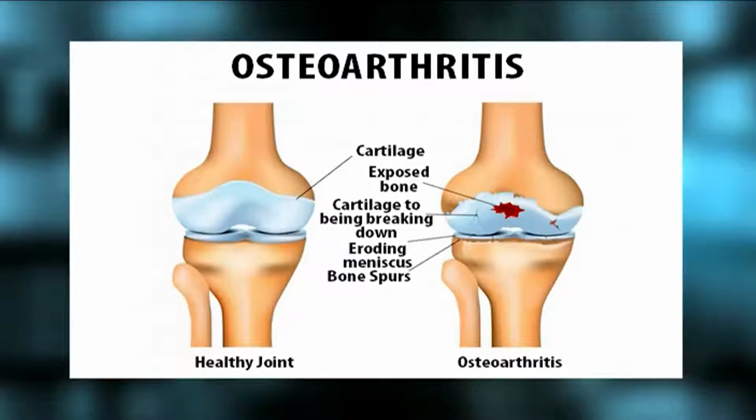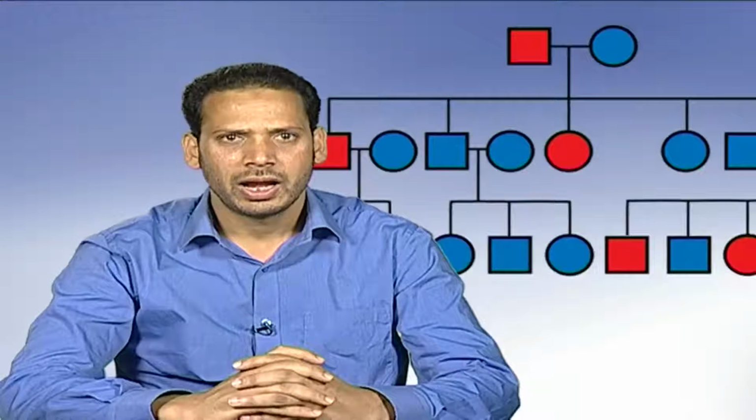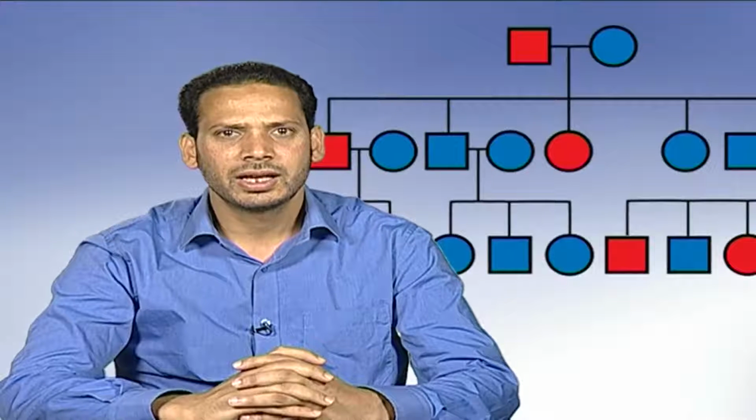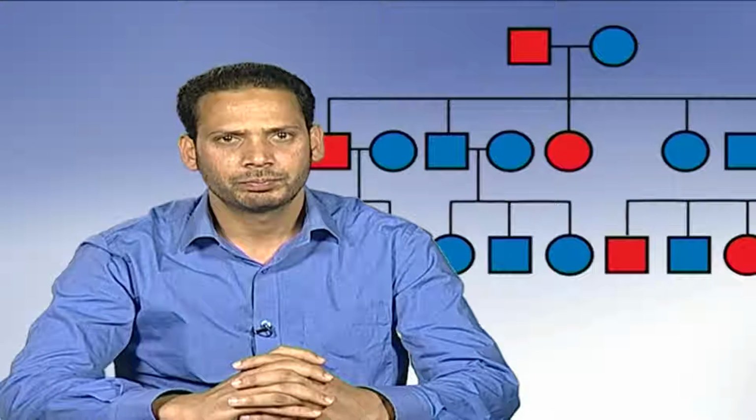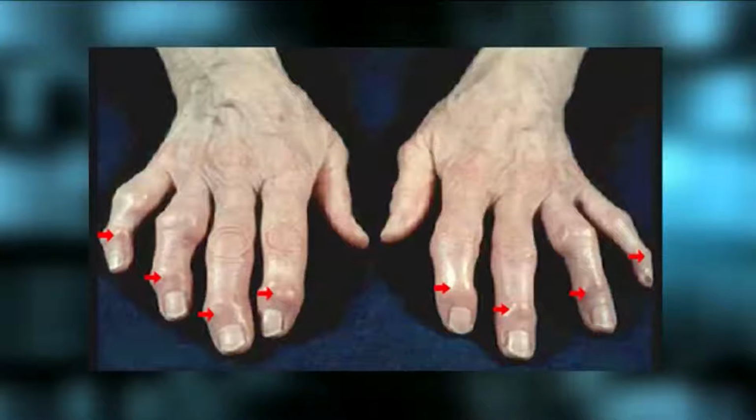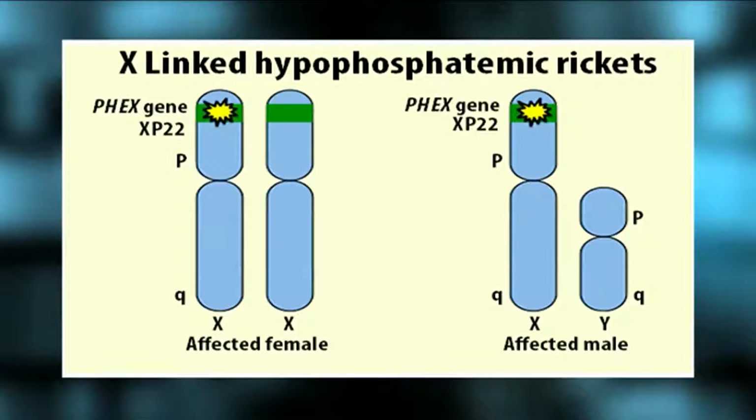In adults, osteoarthritis of the lower limbs, and in some rare cases, hearing loss has been observed. Muscle weakness and hypotonia are absent. The disease is caused by various mutations in the PHEX gene and is transmitted as an X-linked dominant trait with complete penetrance, but variable expressivity.